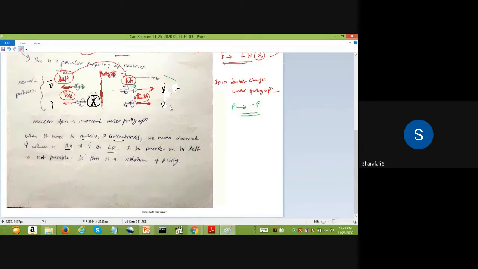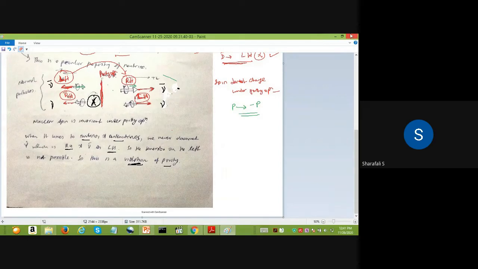When you take a neutrino and do parity operation, you get a right-handed neutrino. That is not possible because a right-handed neutrino will not exist. We didn't observe anything like that. So this is a kind of violation of parity in the case of neutrino and antineutrino.